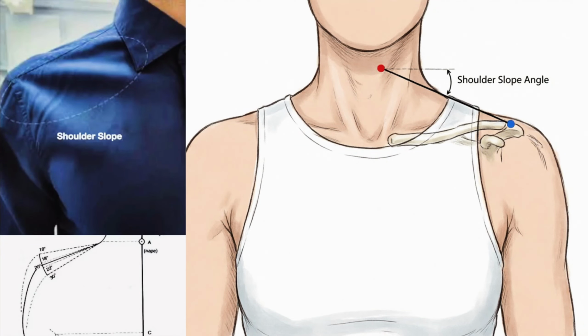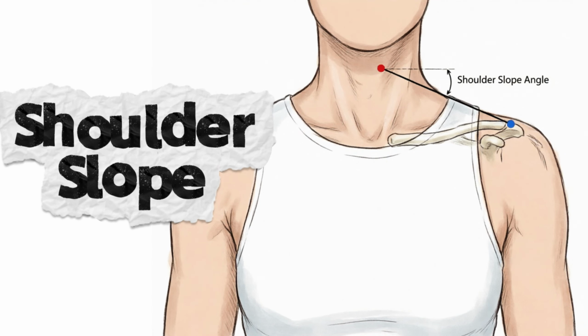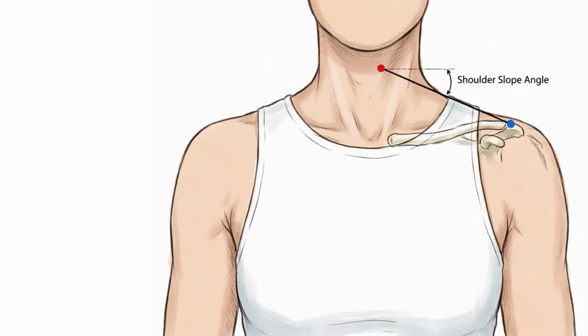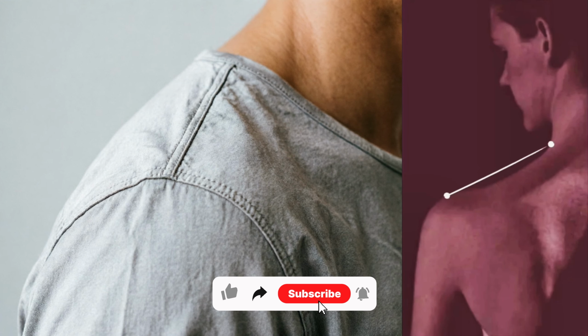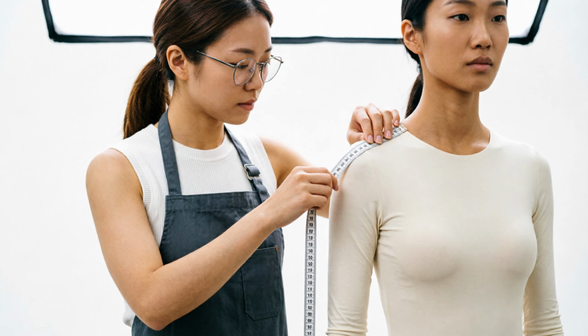Did you know that shoulder slope can completely change the fit of a garment? Understanding shoulder slope is one of the most important basics in pattern making. Shoulder slope is the angle or drop from the high neck point to the shoulder tip. This slope varies from person to person and directly affects garment fit, armhole fit, and shoulder appearance.